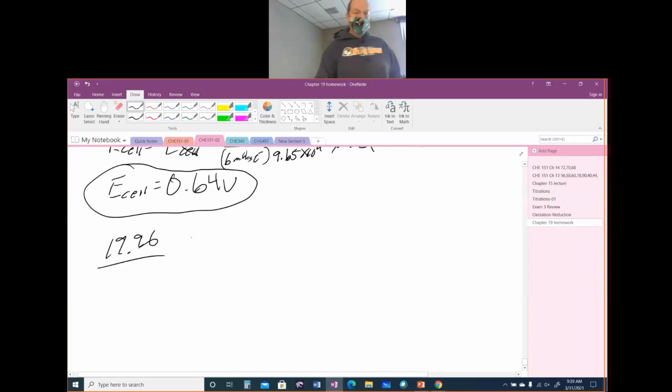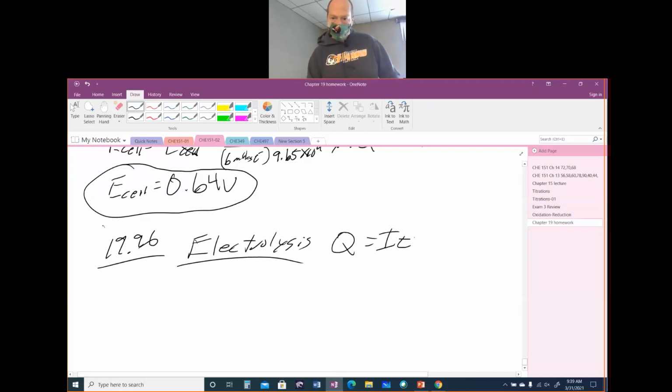All right, now we're doing electrolysis. Now we're doing things that are not spontaneous. We have to add a voltage in order to get these to work. All right, and so your equations for electrolysis are Q is equal to IT and Q is equal to nF. N is moles of electrons, F is Faraday's constant.